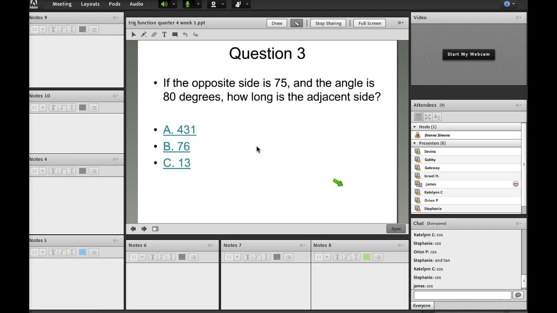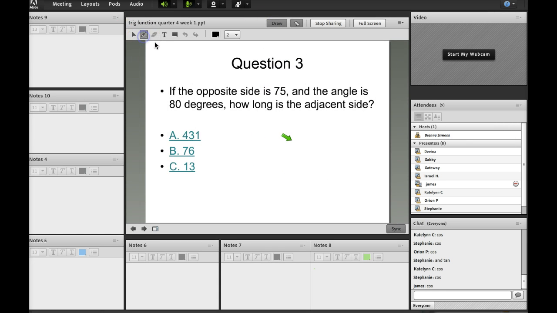All right, now this is what we have. The opposite side is 75, and the angle is 80. So how long is the adjacent side? And again, all I want you to do right now is to tell me, what are we using, sine, cosine, or tangent? Here's your triangle, and let's say this is the angle that we want, right? This is 80 degrees.